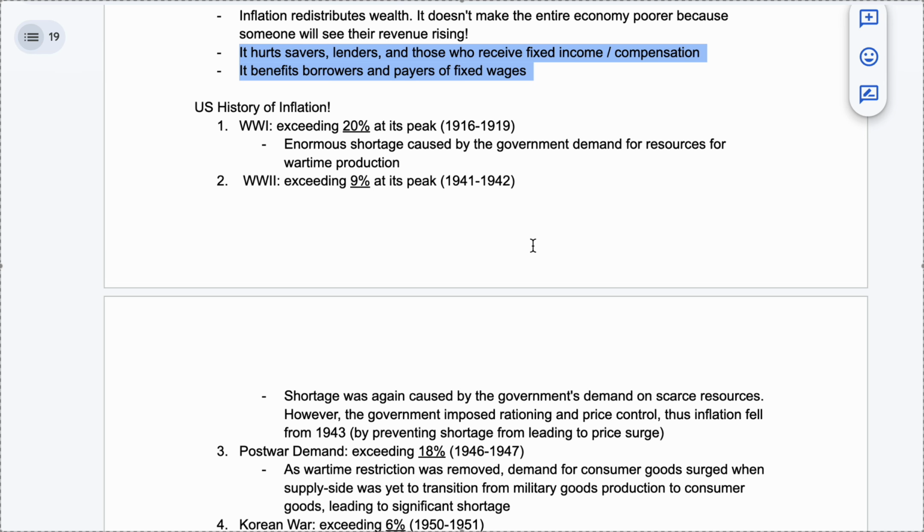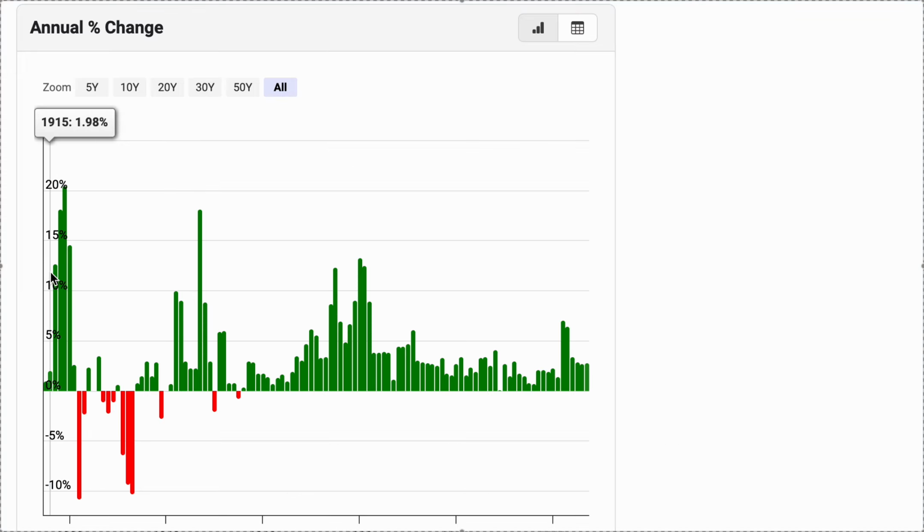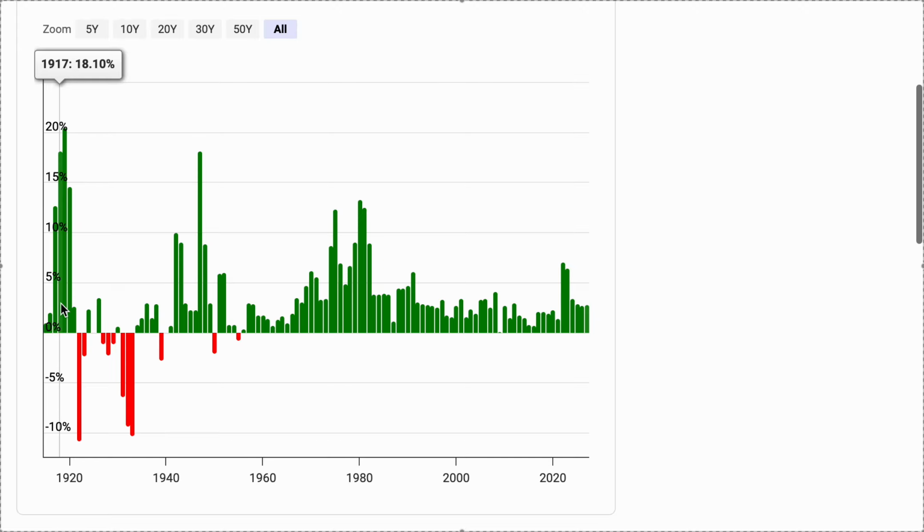And okay, let's actually start looking at the history of U.S. inflation. This is the fun part. Let's look at this chart. So we have some times that show very, very high inflation. For example, the highest was like 1918, which is 20%. I think this chart shows the inflation from December of the previous year to December of that year.